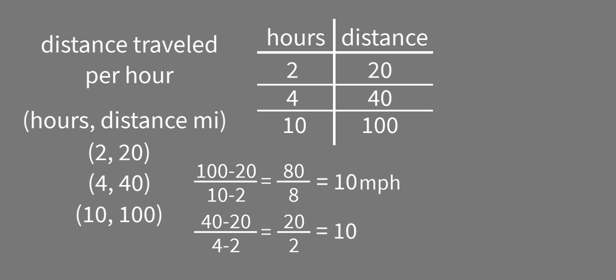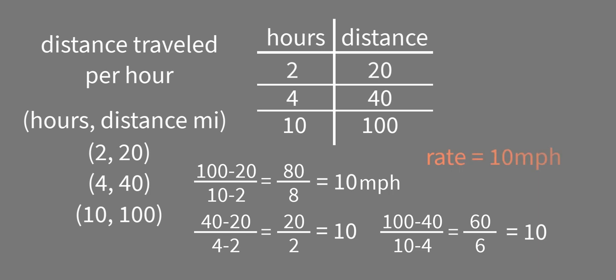We could use 100 minus 40 over 10 minus 4. Again, this is a change in distance, so we're going from 40 to 100 miles, over the change in hours, so we're going from 4 to 10. That equals 60 over 6, which again equals 10 miles per hour. So our constant rate of change for miles per hour on this trip is going to be 10 miles per hour.